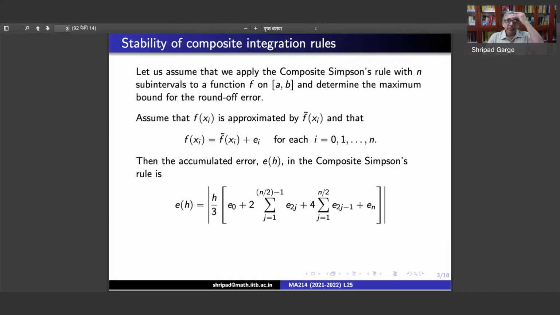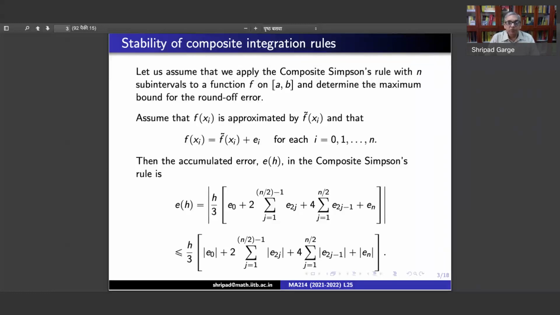Now we have the formula that mod of (a plus b) is less than or equal to mod a plus mod b. So we apply that here and we get that this is less than or equal to h by 3, which comes out. h is a positive number, and then we apply mod to each of the terms inside. That's the upper bound for the accumulated error.